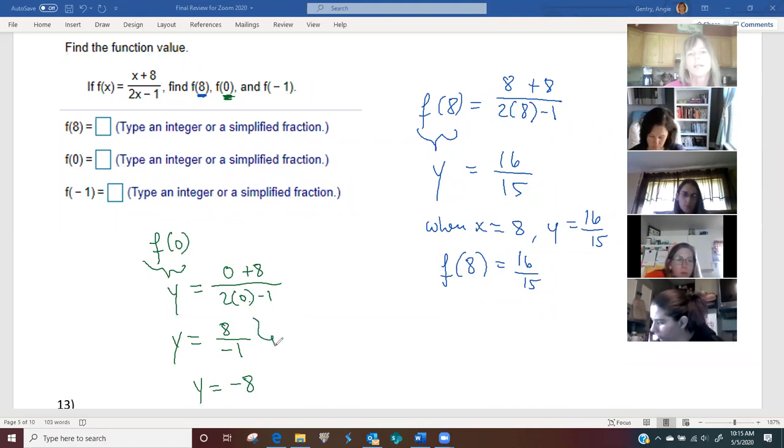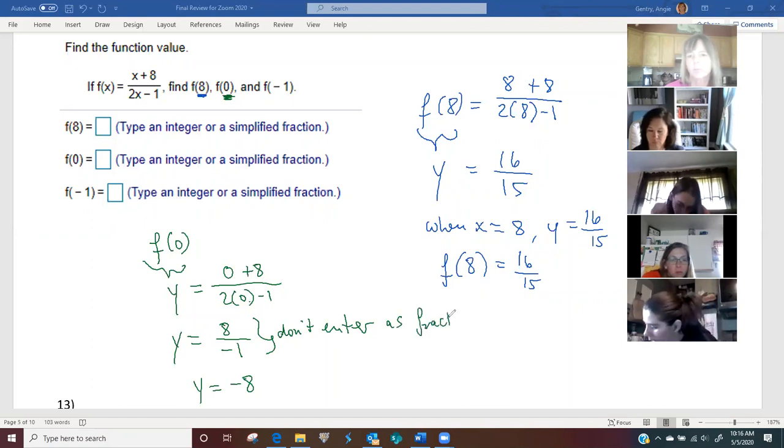Some students want to enter this in. Don't enter it as a fraction unless it's necessary. This is not necessary, this simplifies. We need to enter this into the computer, yes?